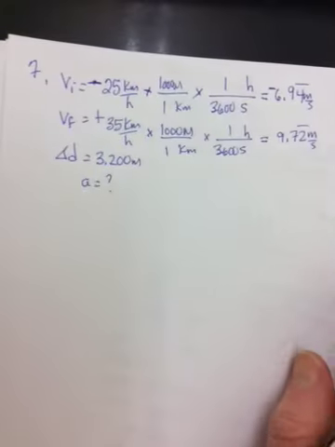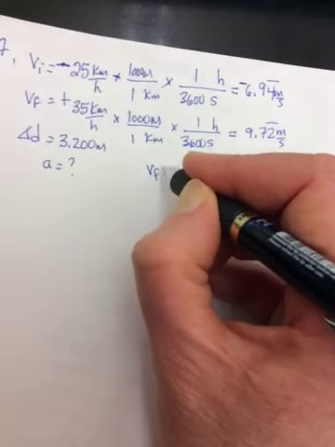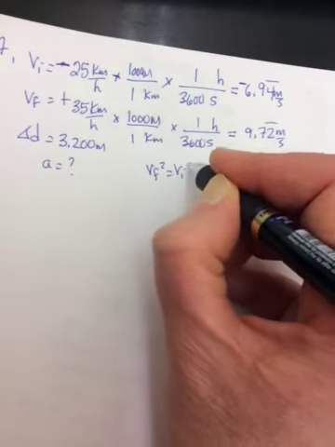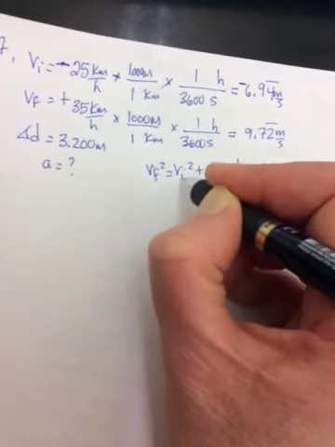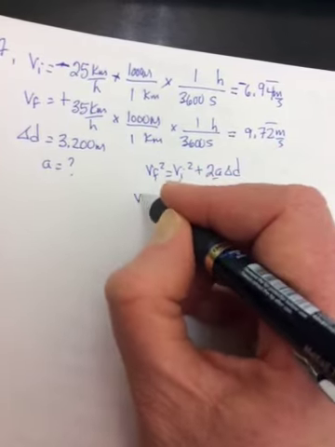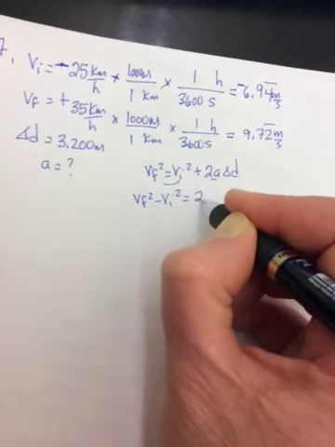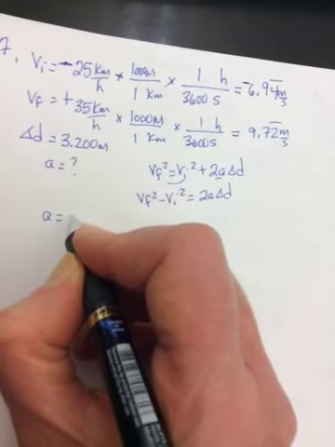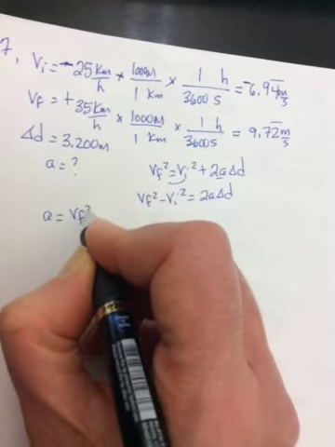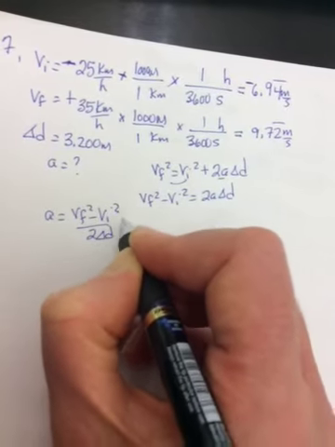Well, you have VF, VI, and delta D, and you're looking for A. So I would use VF squared is equal to VI squared plus 2A delta D. Get the A alone, so take the VI over. VF squared minus VI squared is equal to 2A delta D, and now divide both sides by delta D. So A equals VF squared minus VI squared over 2 delta D.